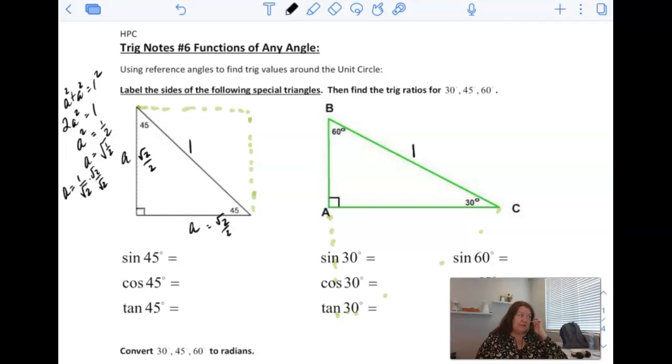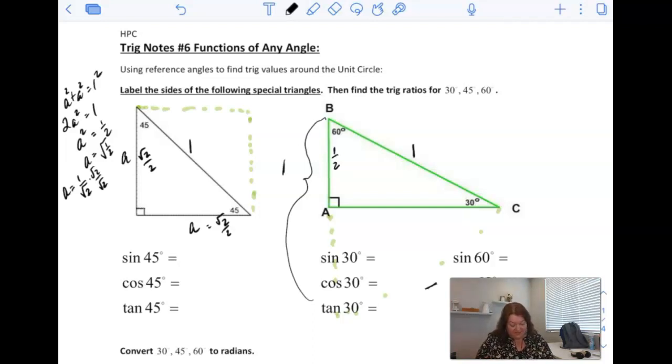In a 30, 60, 90 triangle, again, we'd want the hypotenuse to be 1. But remember that extra little equilateral triangle that I showed in there? Well, that also means that this side is a 1, and this side all the way to here is a 1. And if that's a 1, then this side is just 1/2.